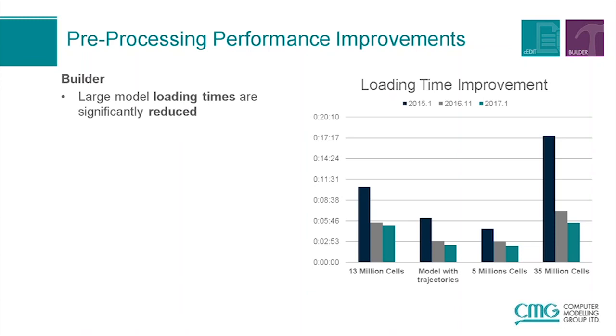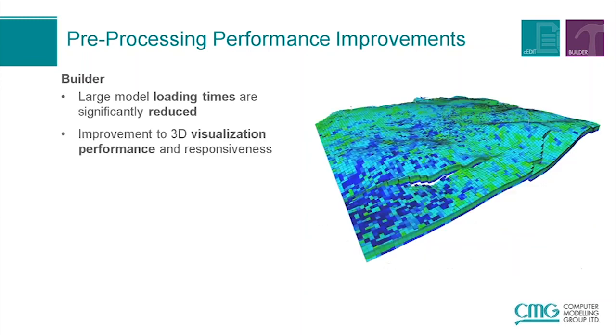So on this chart here, you can see the loading time of our latest version, 2017, is much, much quicker than what you've seen from 2 years ago. Even from last year, we managed to improve it by at least 10 to 15%. Now, with this improvement in loading time, we've also improved the 3D visualization performance of our model. So these large models now will rotate a lot smoother. You can access different sections much easier, and you can update the data and the parameters much quicker.